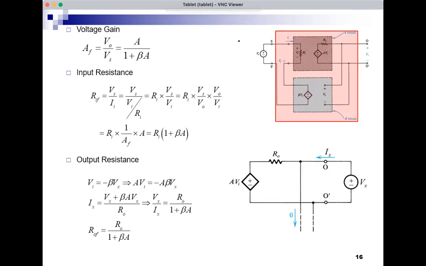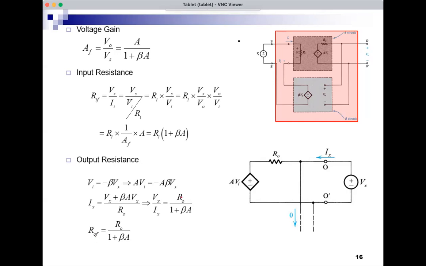When I set the input to 0 for the amplifier with feedback, this means that Vs is 0. And if I set Vs to 0, then Vi would be minus beta times Vx. And then I can find Ix, and I get Ix is Vx plus beta A Vx over Ro, and this will give me Vx over Ix, which is the output resistance of the feedback amplifier.